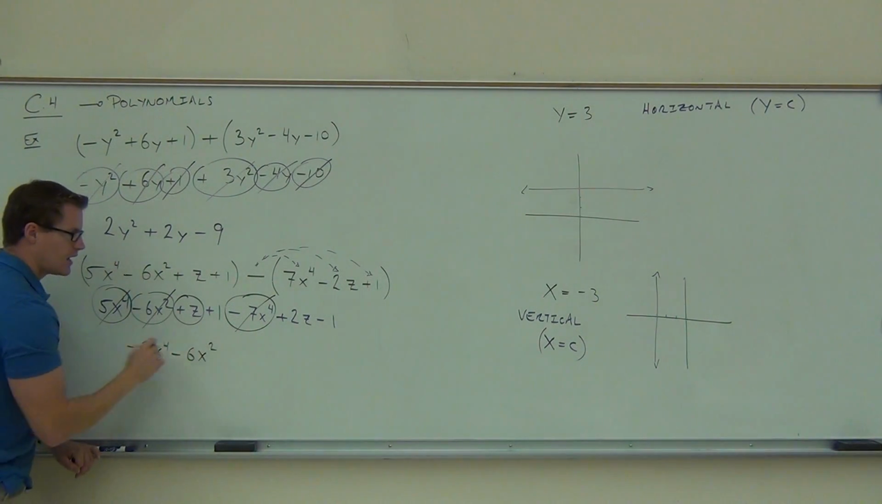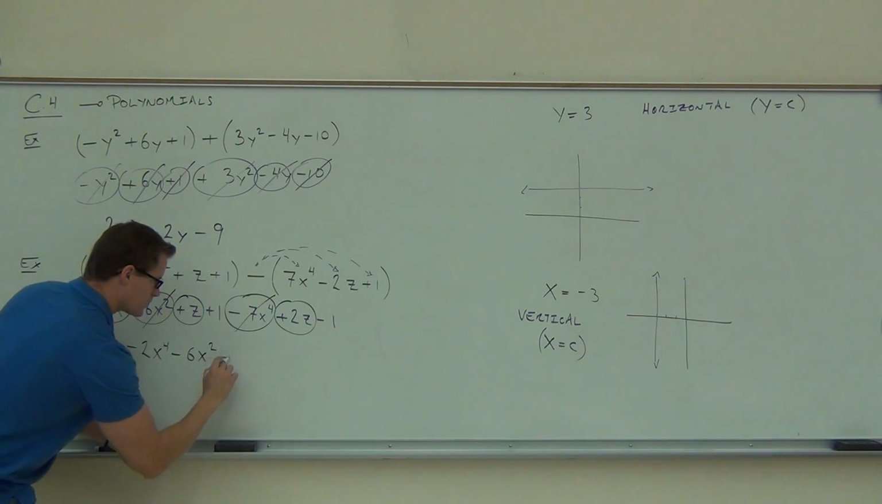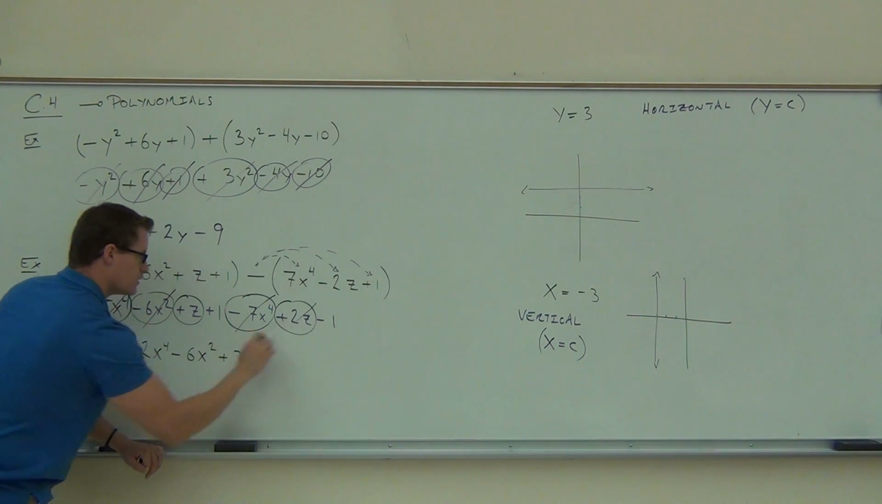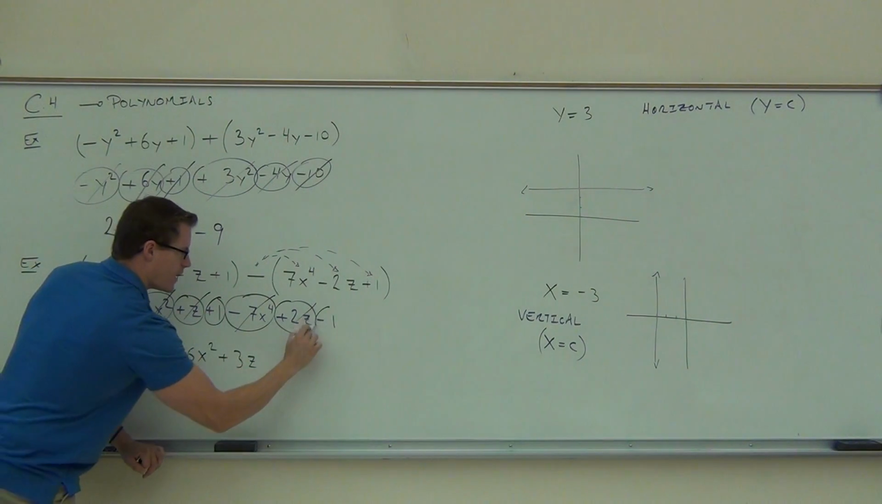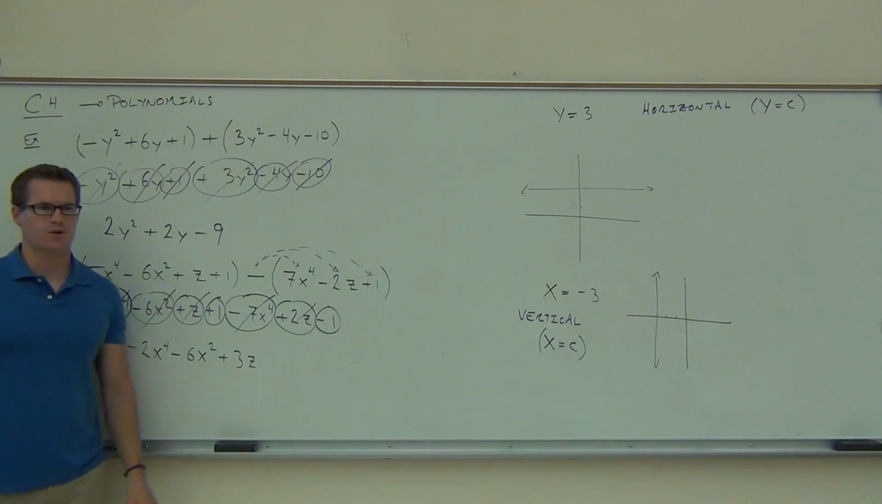I've got a z here. I have a 2z over there. How many z's does that make for us? So we put plus 3z. And lastly, we have a plus 1. We have a minus 1. Numbers are like terms. How much does that give us? So that's as far as we can go in this problem.